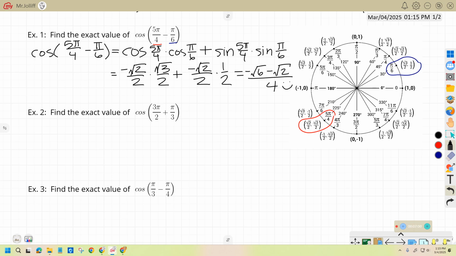Okay, so let's erase the color coding so we can use the picture again. We have 2 angles. We have 3 pi over 2, which is here. We have pi over 3, which is here. So I know ultimately that's where I'm pulling my values from.